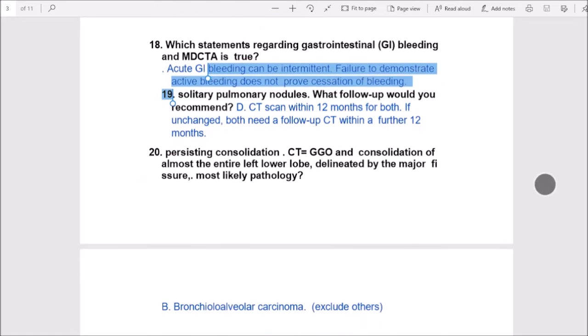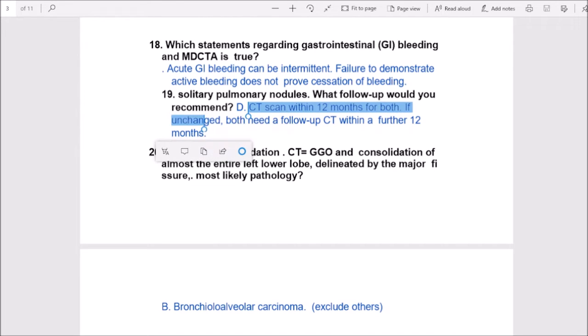Question number 19. Solitary pulmonary nodules. What follow-up would you recommend? CT scan within 12 months for both. If unchanged, then both need a follow-up CT within a further 12 months. So if there are two solitary pulmonary nodules, the recommendation is a first CT scan within 12 months for both, and if no change, another CT scan after 12 months.